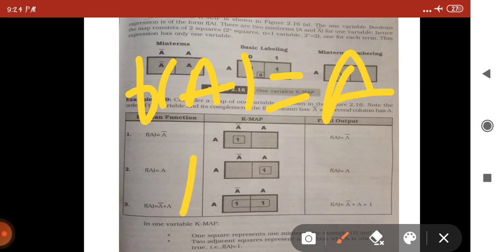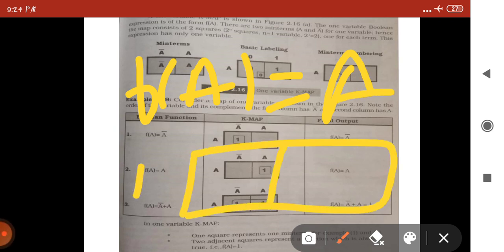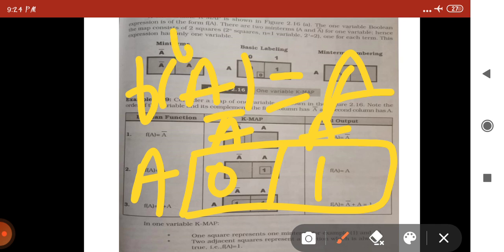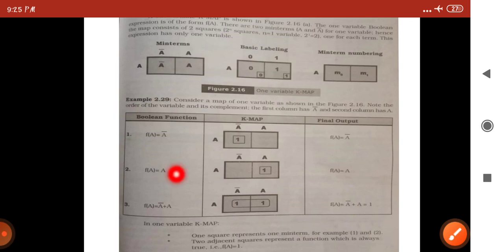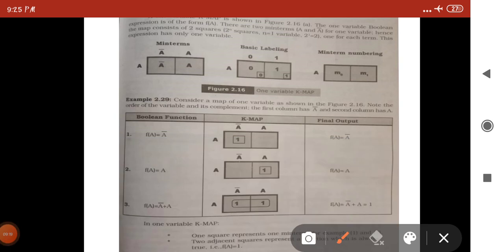A into A bar, A. A bar is in this one. The answer is a. 1 comes here and 0 comes here. The output of f of a equals a. It is a single variable K map, we are drawing it like that. In a one variable K map, we have to write it. Yes, one more option, f of a bar plus a can be written.